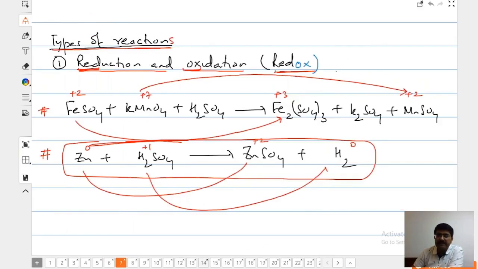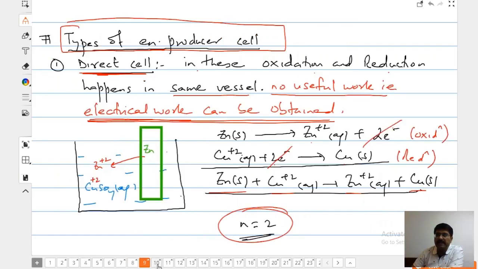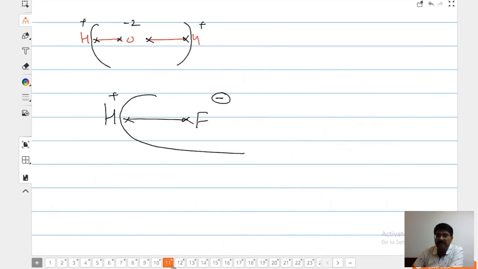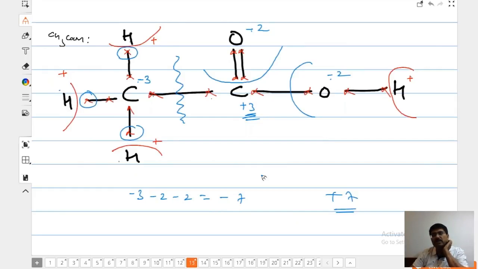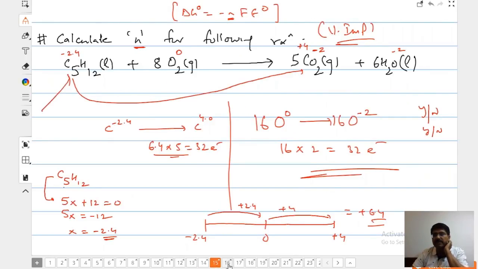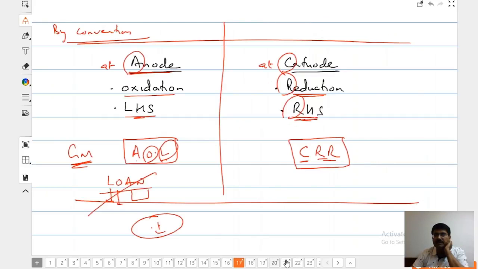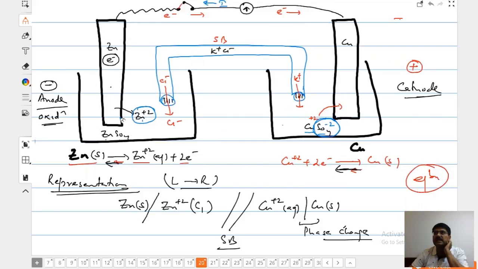Types of reactions: redox, disproportionation, oxidation or reduction. Direct cell, not useful. No electrical work can be obtained. How to calculate N? Please revise it. That will be very important because we are going to calculate delta G is equal to minus NFE naught. Try to work out the oxidation states once again, the oxidation state of every element, and N for the following reaction. And here we started a cell known as an electrochemical cell. Zinc, copper cell, Leclanché cell, galvanic cell, Daniell cell, all are the same.